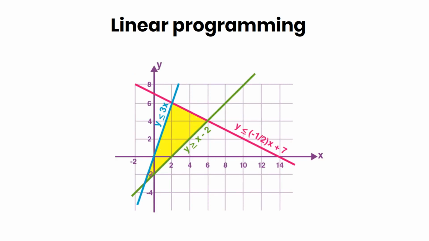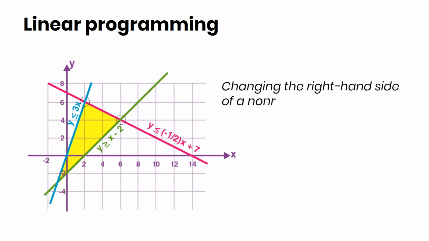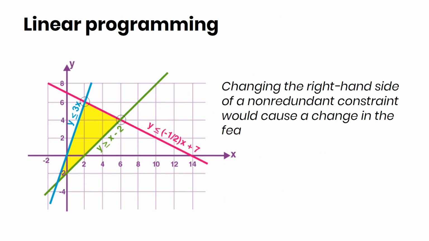Solving an LP problem graphically involves plotting the constraints on a graph, identifying the feasible region, and finding the optimal solution at one of the corner points, vertices, of this region. For example, the constraints form a polygon on the graph, and the feasible region is the area where all constraints overlap. By evaluating the objective function at each corner point, the optimal solution can be determined. Changing the right-hand side of a non-redundant constraint would cause a change in the feasible region.